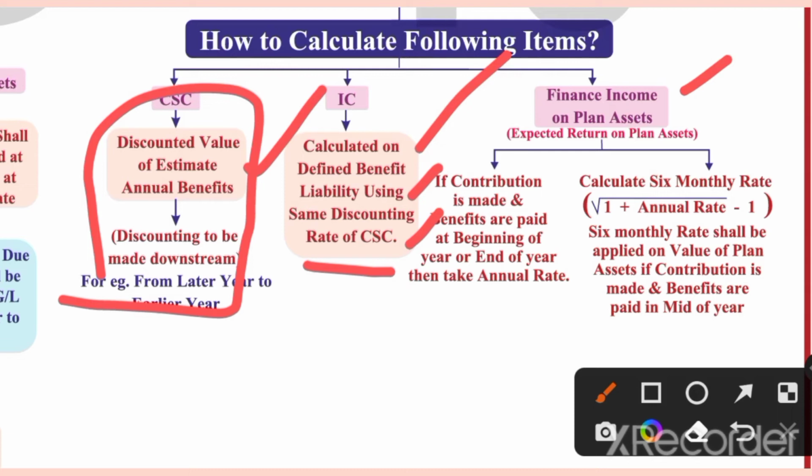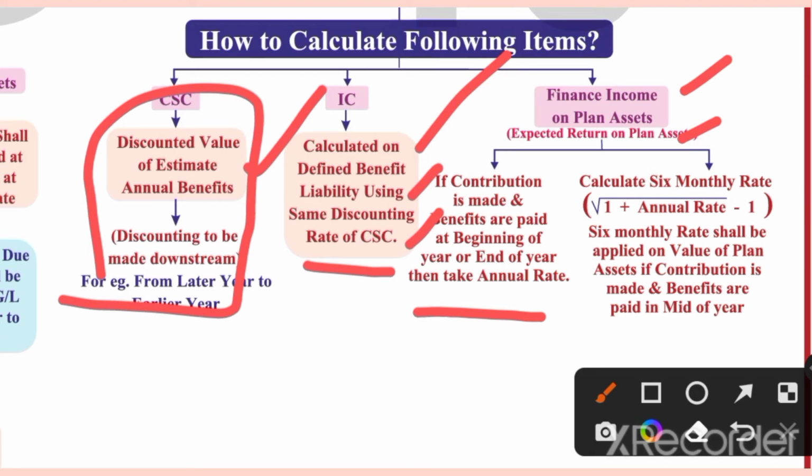Okay, so if the contribution is made, the expected return on the plan assets, that is the finance income: if the contribution is made and the benefits are paid at the beginning of the year or at the end of the year, then take the annual rate. If the contribution is made and the benefits are paid at the beginning of the year or at the end of the year, the annual rate has to be taken.